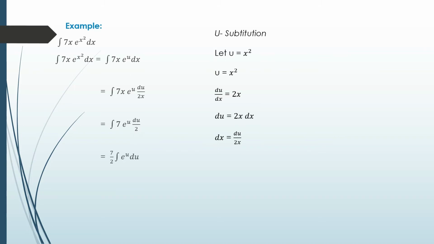So kita akan dapat 7 over 2 integral e to the power of u du. So kita akan integrate e to the power of u dan kita akan dapat 7 over 2 times e to the power of u plus c. Dan last sekali, gantikan nilai u dengan nilai asal. So kita akan dapat final answer 7 over 2 times e to the power of x square plus c.